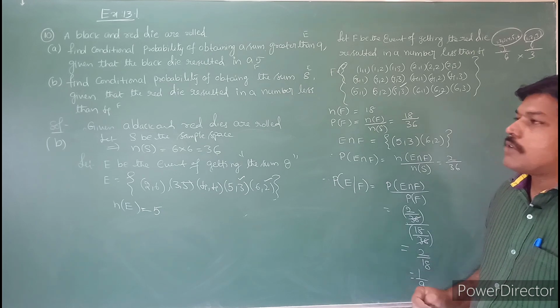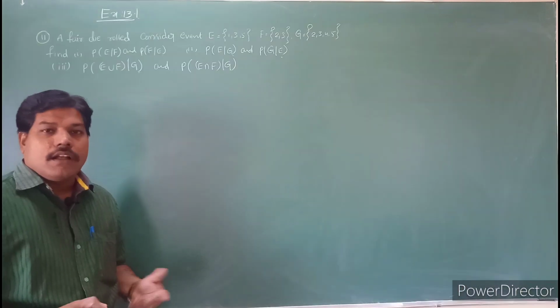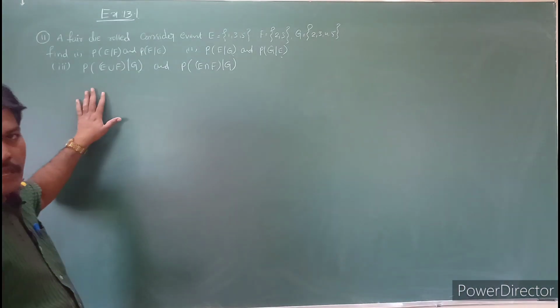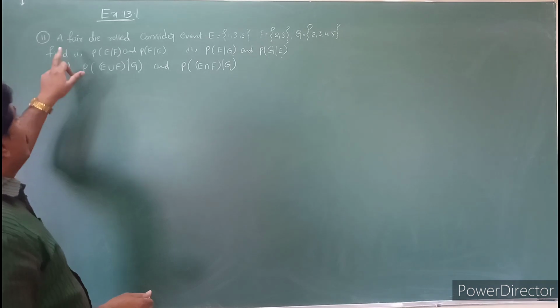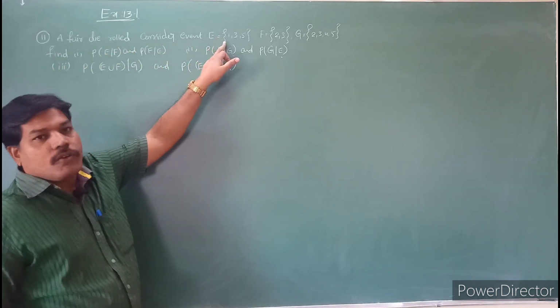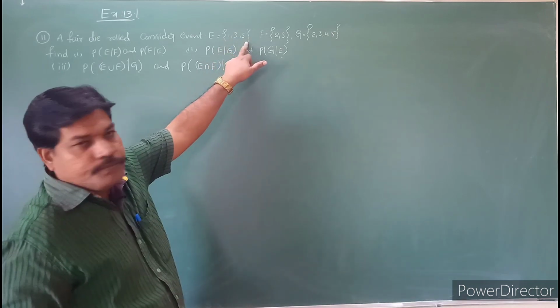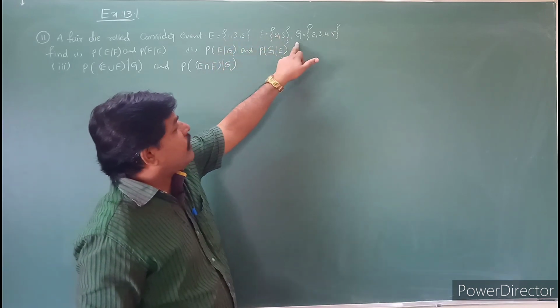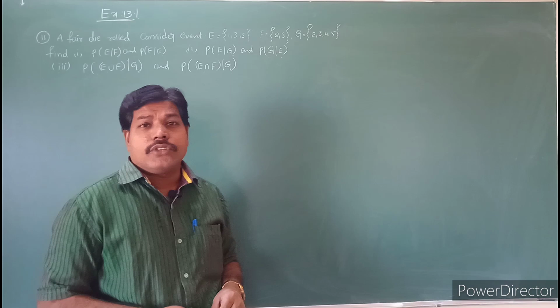Okay. So see this question, students. See the next question, question number 11. The question is: a fair die is rolled, consider events E is equal to {1, 3, 5}, F is equal to {2, 3} and G is equal to {2, 3, 4, 5}.